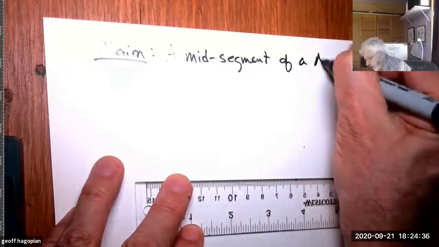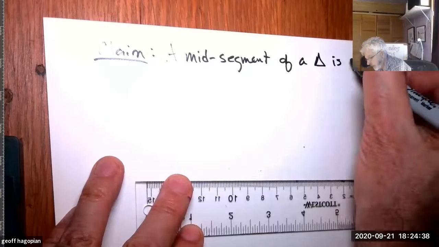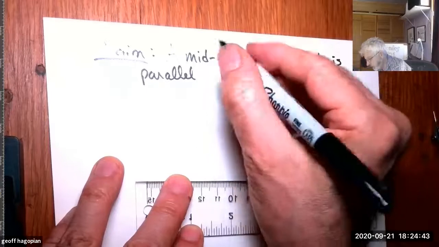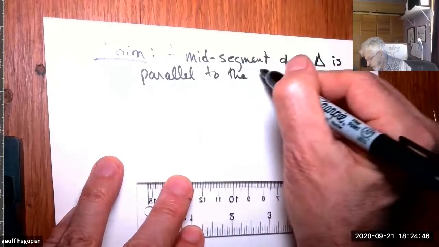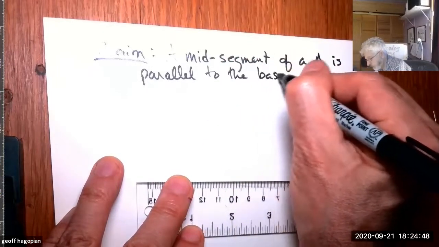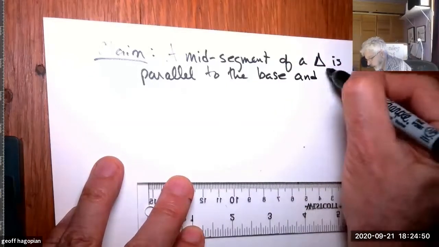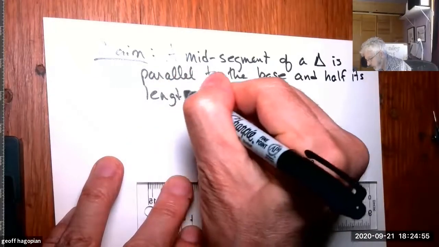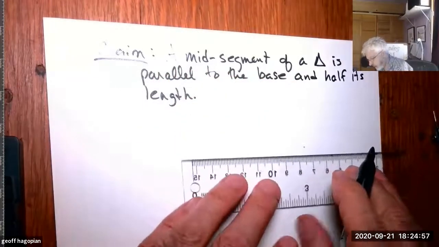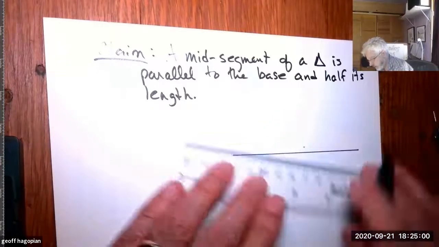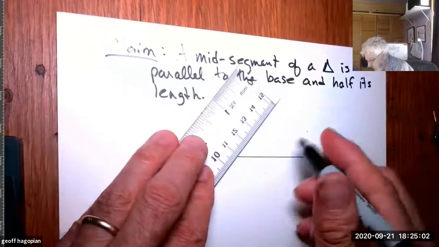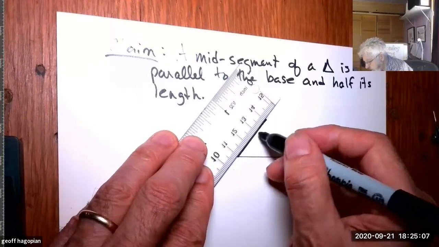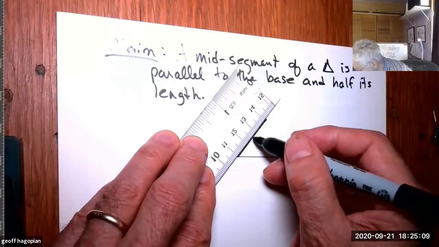of a triangle is parallel, I'm pretty sure we proved this, but just to be sure, to the base and half its length. All right, let me draw a diagram to illustrate that. So it's going to look something like this, right? So I'm going to draw this to be 2 centimeters, so I can easily, oh, that's actually 3 centimeters, isn't it?